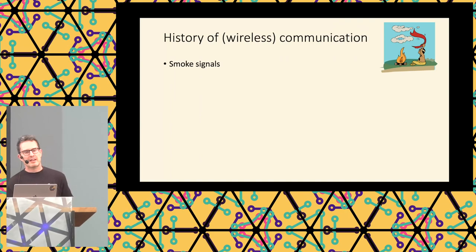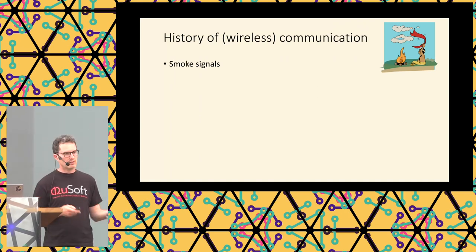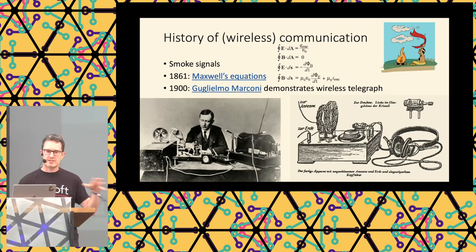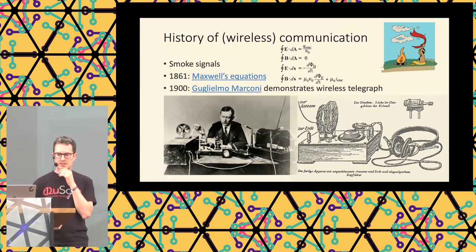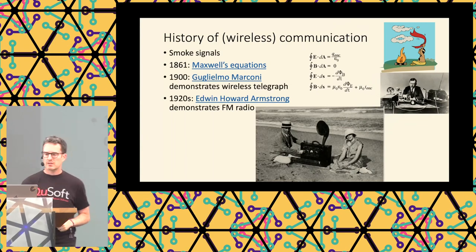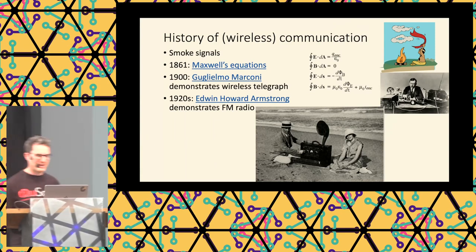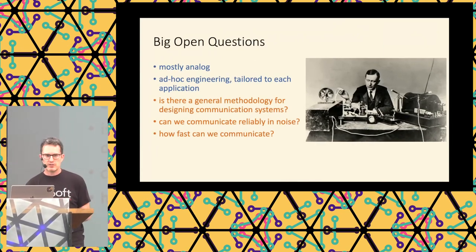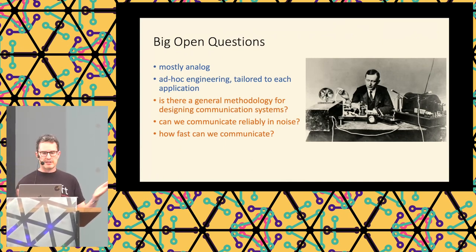Zooming into the second half of the 19th century when Maxwell's equations were derived and people started to understand how to handle electricity, people like Guglielmo Marconi demonstrated a wireless telegraph. So instead of using a wire and then using Morse code, you can actually do this without a wire, wireless. And around this time as well, 1920s, FM radio was demonstrated by Edwin Howard Armstrong on the beach with his wife. So back then, things were mostly analog. There was some ad hoc engineering, a bit what hackers do here as well, tailored to an application.